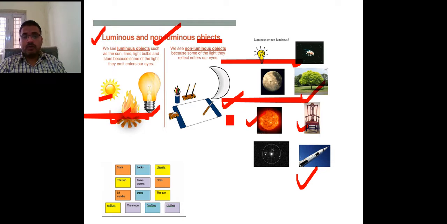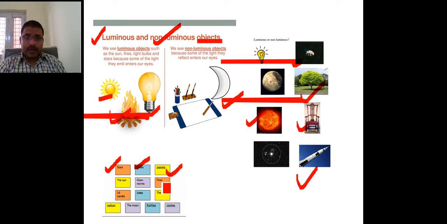Here also the pictures or names are given. With that, you can categorize whether these kinds of objects are luminous or non-luminous. You can understand from here. The star is a luminous object. The book is a non-luminous object. Plastic is again a non-luminous object.